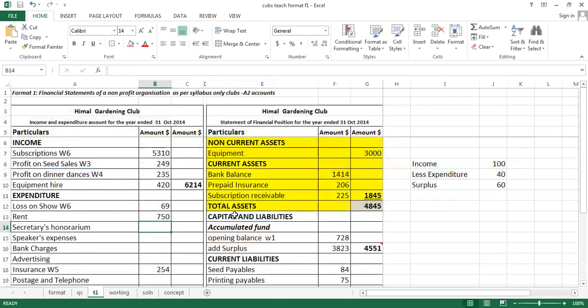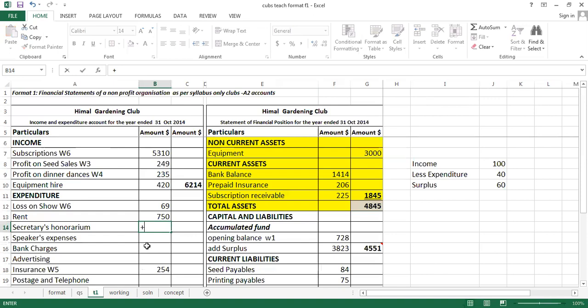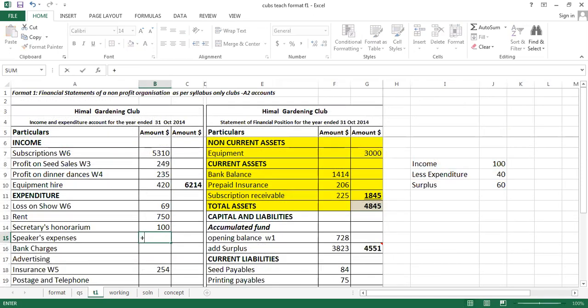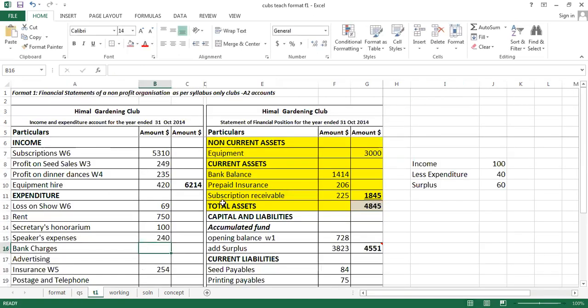750. The second one is the secretary's honorarium, which means expenses incurred to honor the guest who comes to your club. So there's 100. We need to put this as well. Place it here, just copy it. Speaker's expenses, this is also an expense. Just copy it. Speaker's expense 240. Then there are bank charges.